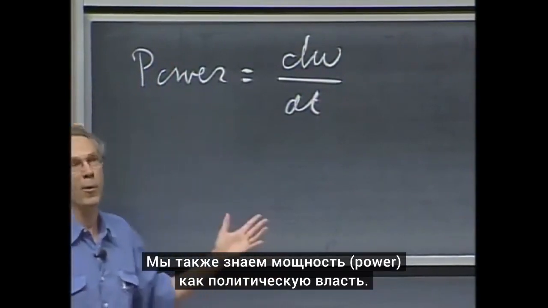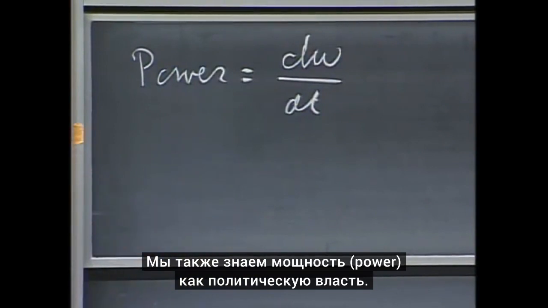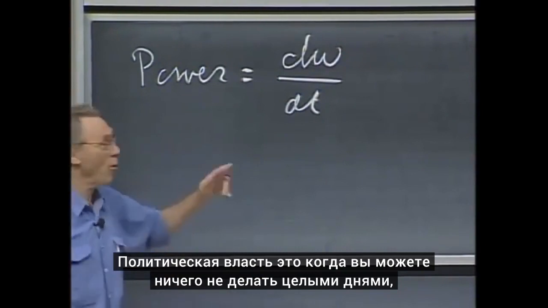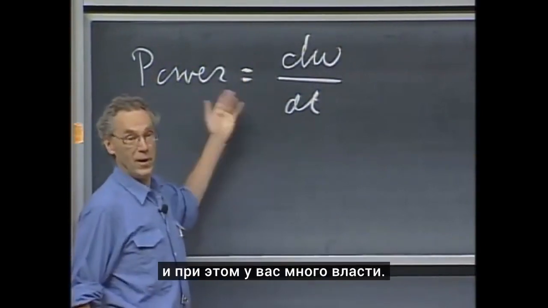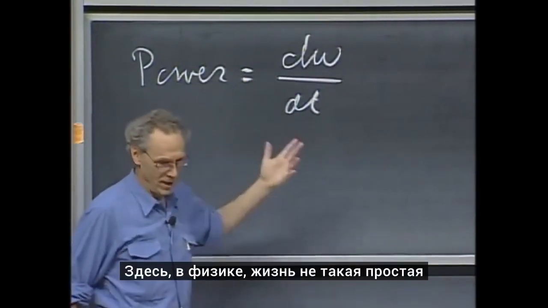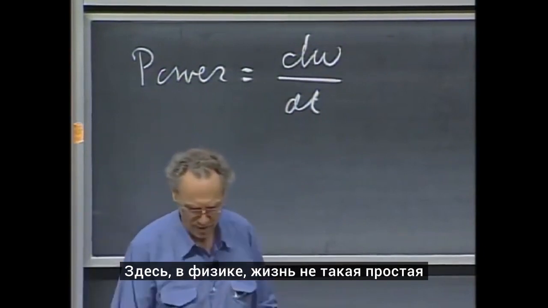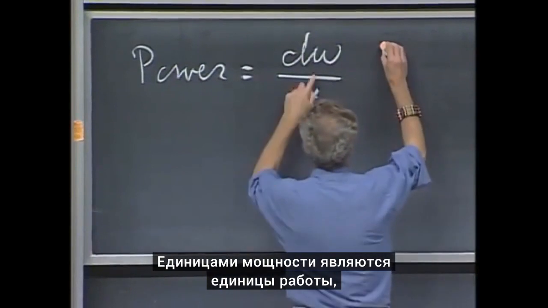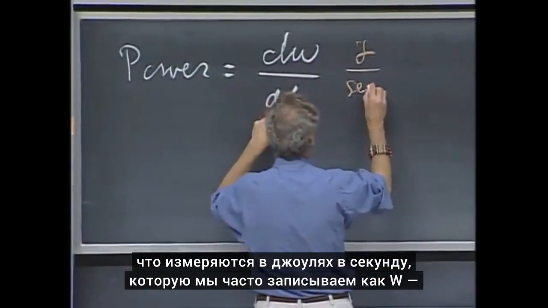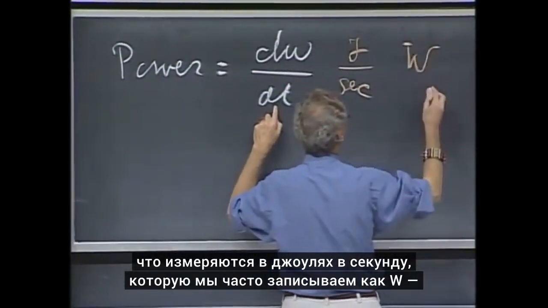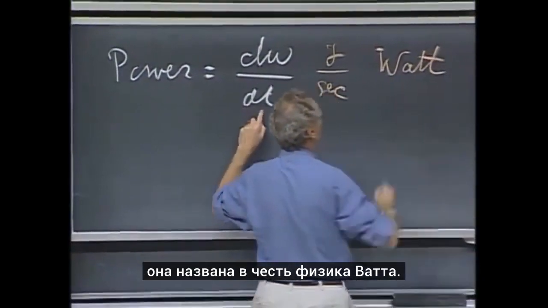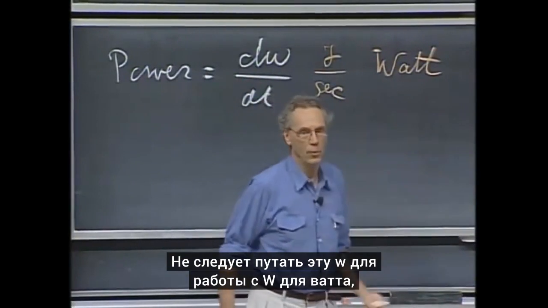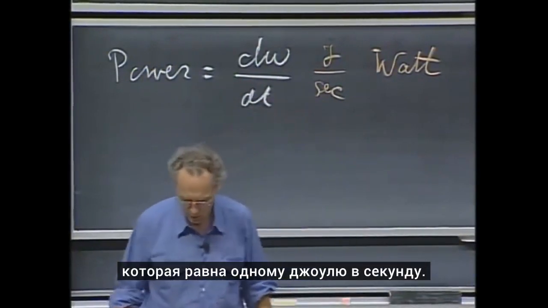We also know power in terms of political power. That's very different. Political power, you can do no work at all in a lot of time, and you have a lot of power. Here, in physics, life is not that easy. The units of power are the units of work, which is joules per second, for which we often write W, which is named after the physicist Watt. Don't confuse this W for work with the W for watt, which is 1 joule per second.